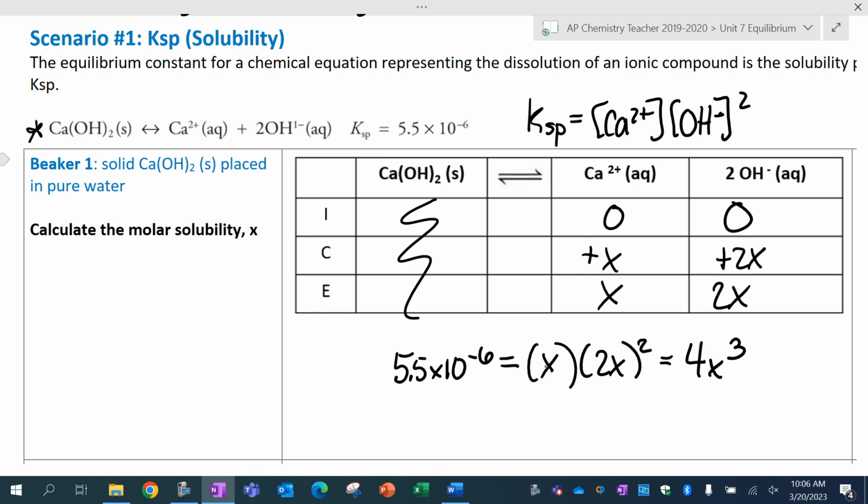If I'm asked to find the molar solubility, that's essentially the value of x in my ICE chart. That's how much of your calcium hydroxide dissolved. And so when I go through and plug this in my calculator, I should find that x is 0.011 molar. All right, so this, again, is solid calcium hydroxide in pure water, which has a molar solubility of 0.011 molar.